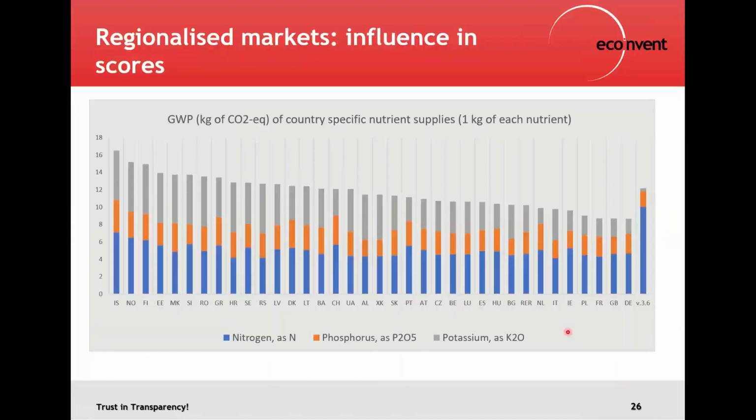Here you can see, I was until now using just nitrogen as an example, but here you can see the three nutrients: nitrogen, potassium, and phosphorus. And you can see that for each of them, there are generic markets present in all the regions, representing proper regional mixes. And you can see how those different regional mixes result in different scores depending on the regions. We are comparing this with the unique global market present in version 3.6.